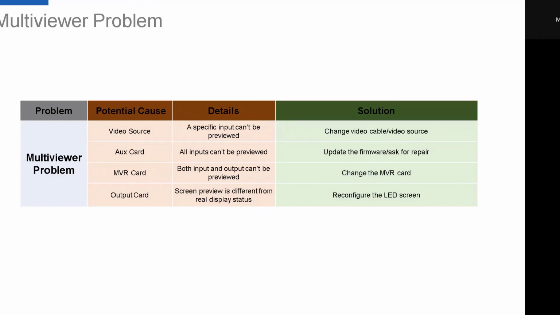The last one is when the screen preview is different from the real display status. For example, there are some problems with the LED screen, but it shows perfectly on the multi-viewer page in the web software. In that case, we know the screen configuration may have some problems. So try to recreate the mapping file or reload the configuration file, the RCFGX file, to fix the problem.